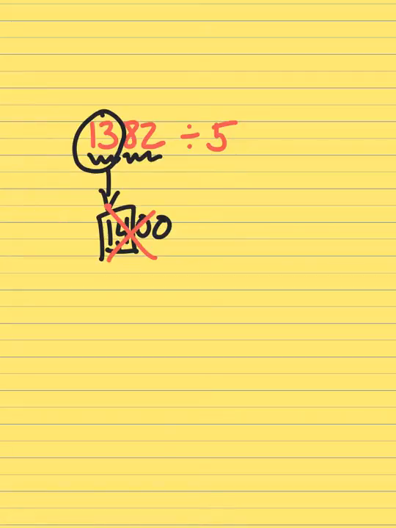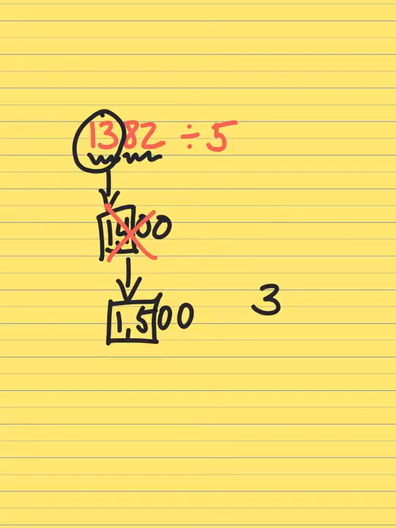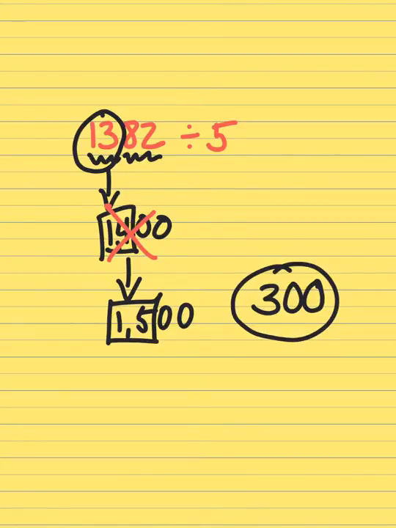What about if I go up a little bit higher to 1,500? Well, I know, because I know my facts, 5 times 1, 5 times 2, 5 times 3. 5 times 3 gives me 15. So 5 goes into 15 3 times. I have 2 zeros. My estimation of 1,382 divided by 5 is 300.